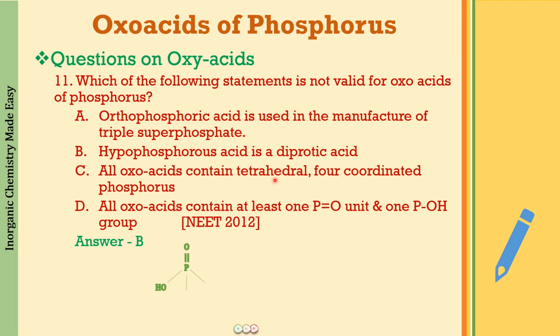All oxoacids contain a tetrahedral group of 4 atoms surrounding the phosphorus atom, and also you can remember over here that phosphorus is going to be sp3 hybridized. Phosphorus makes 5 bonds, out of which 4 are going to be sigma bonds and 1 is going to be the pi bond. So 4 sigma bonds is equivalent to sp3 hybridization. This is also one thing you can remember. And out of the 5 bonds that phosphorus is making, at least one P=O and one POH group has to be present.